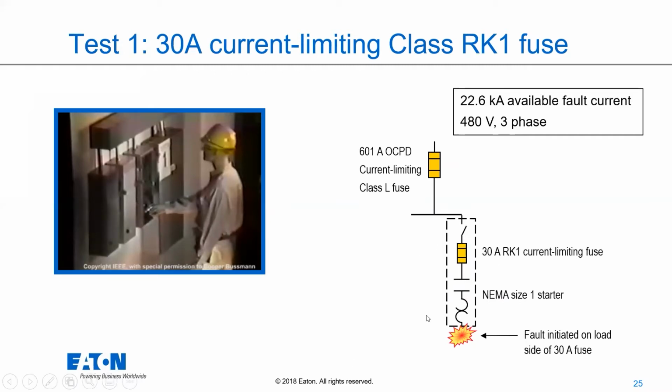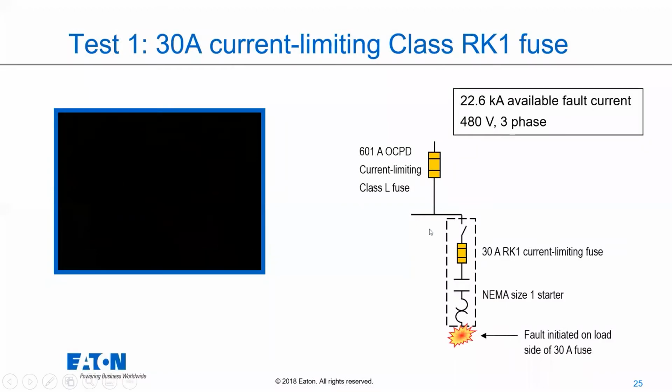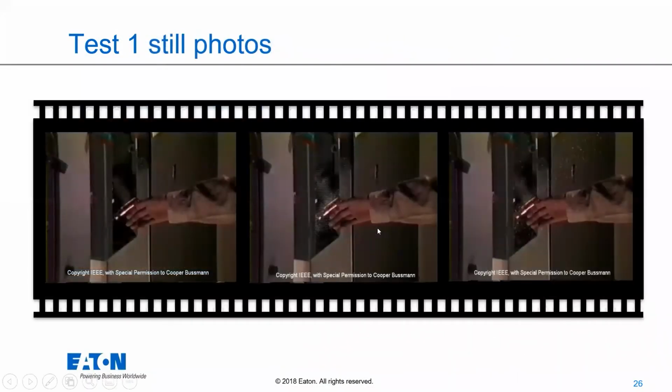So we could see what happens to this arc fault. It's still the same available fault current, still 480 volts. But now the upstream overcurrent protective device is 30 amps instead of 600 amps. Let's go ahead and see what happens here. You just saw a little flash there, right? There wasn't a whole heck of a lot. A couple little flashes, even with that hand right there.